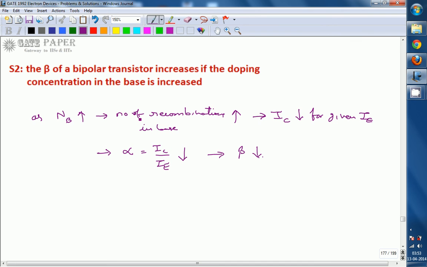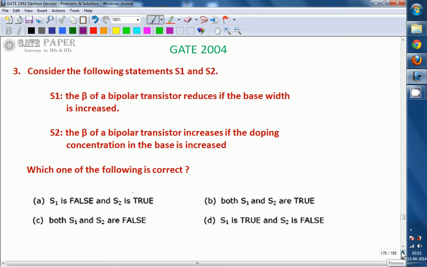So as doping increases, beta of a transistor reduces, but the statement says beta of a transistor increases if the doping concentration in the base is increased. So this statement is false. Statement 1 is true, statement 2 is false. The right answer is D. Statement 1 is true, statement 2 is false. Thank you.